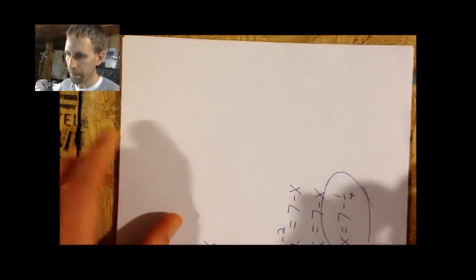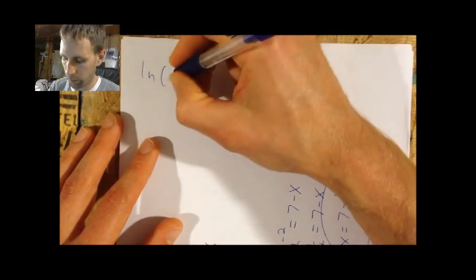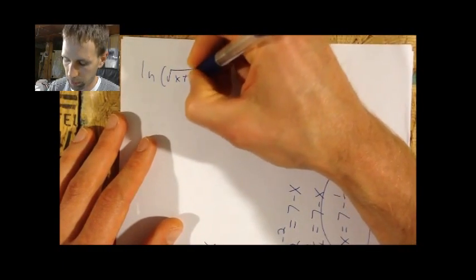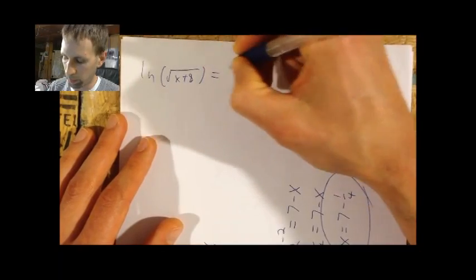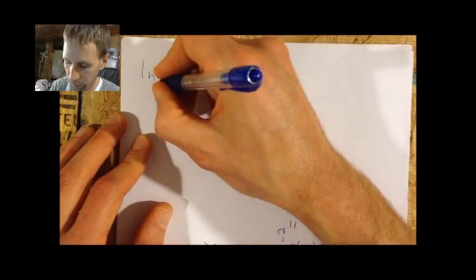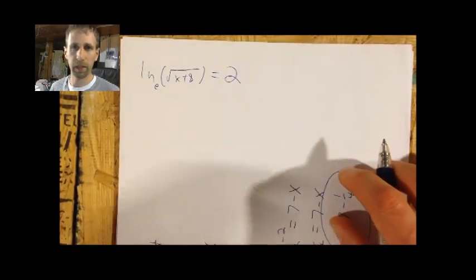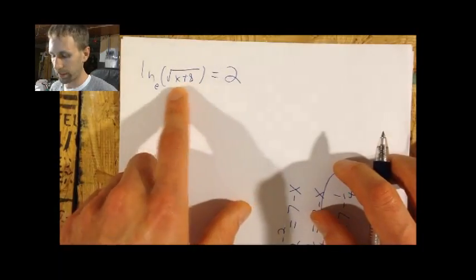Come up with another one here. Let me see. We could have ln of radical x plus 8 equals 2, and we could say solve for x. So what you would do is, remember there's a phantom e here, you would rewrite this logarithm in exponential form to get to the inside.